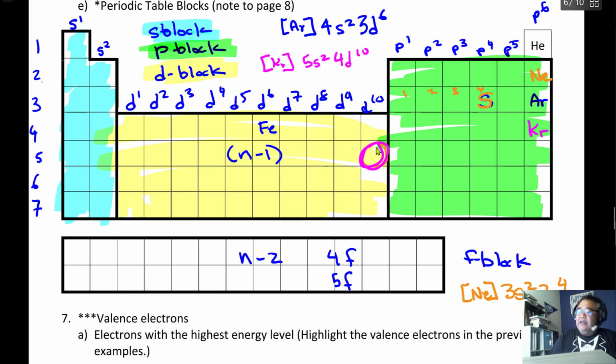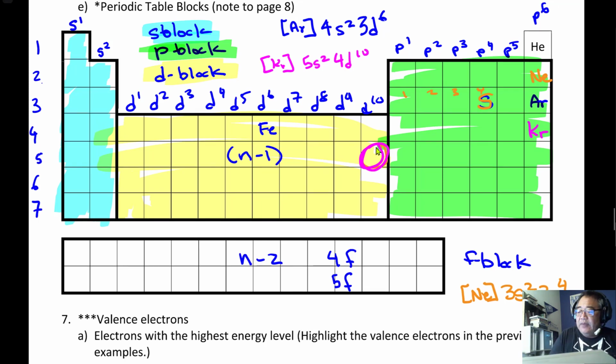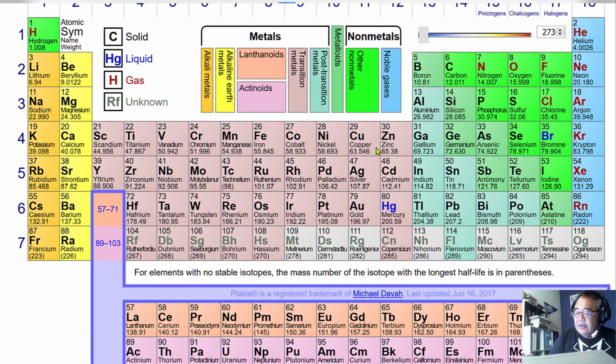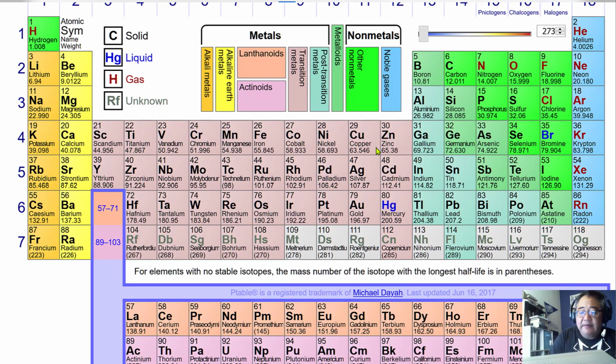Okay, and then you look it up, and it's cadmium. Right? You can look up from that electron configuration. It's cadmium down in here.